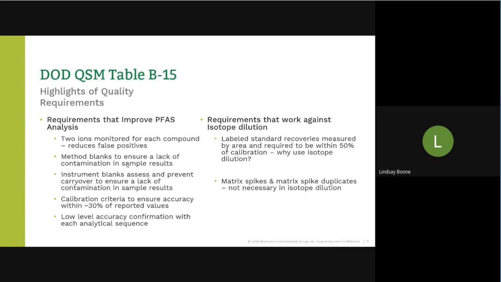Now, North Carolina only wanted 21 PFAS reported, but I do want to point out that this DoD QSM Table B15 allows us to increase the number of PFAS that are reported, and we can use it on a wide variety of sample matrices, from drinking water to effluent to biosolids to leachate to even that makeup I was speaking about earlier.